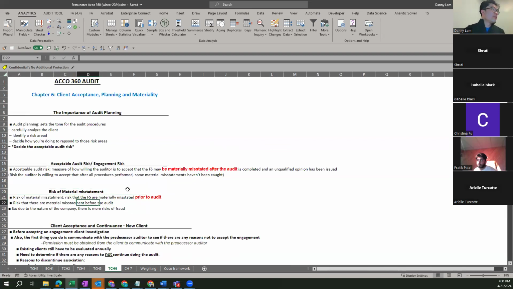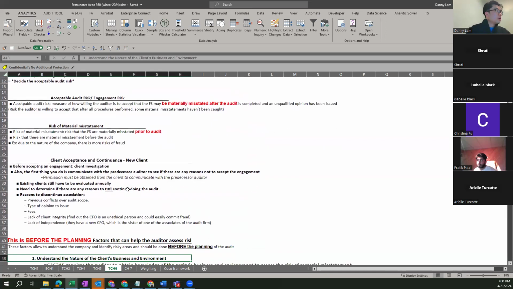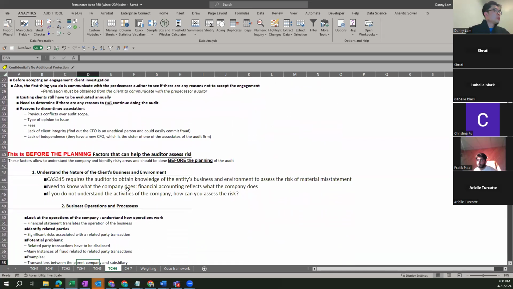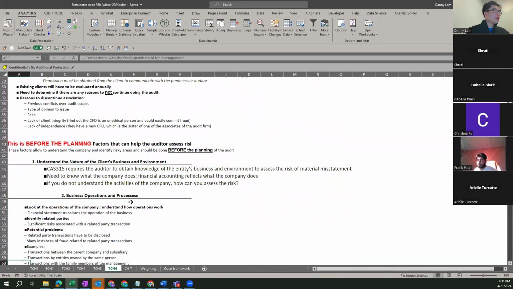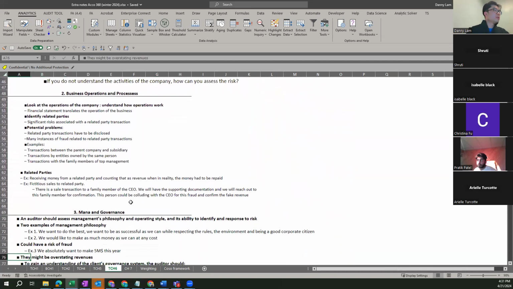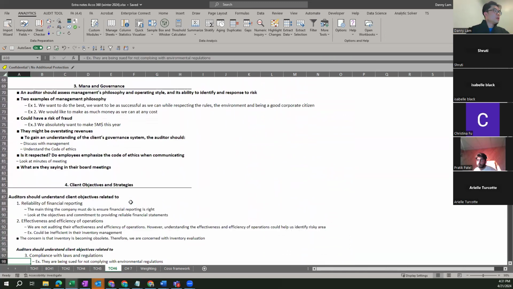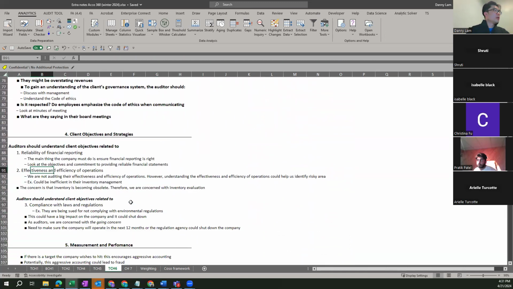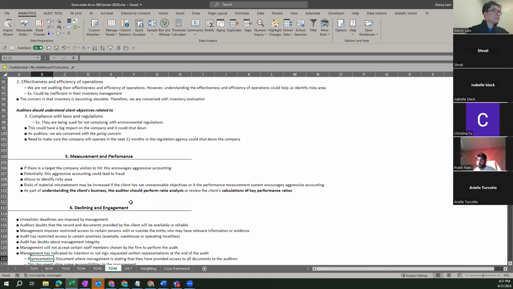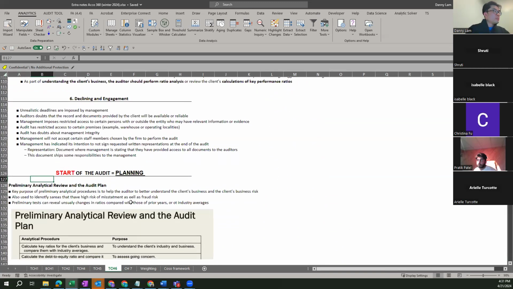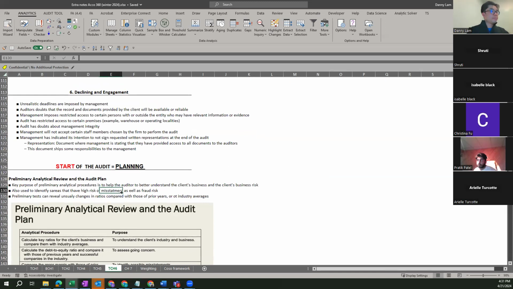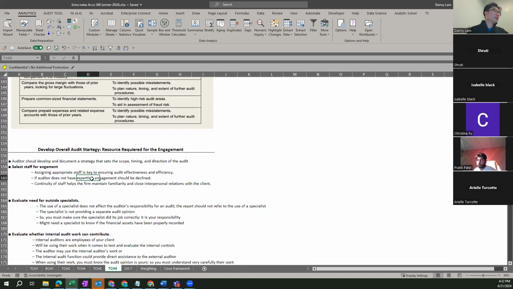Okay, risk of material misstatements. That sums it up. Okay, so this is all theory. I haven't really seen that in the exam. You could take a look at this, measuring performance. Start up the planning, what you should do. No, I don't think that's really in the exam. But it looks like staff engagement, right? And evaluate need for outside specialists. So those are the things that you have to do before.